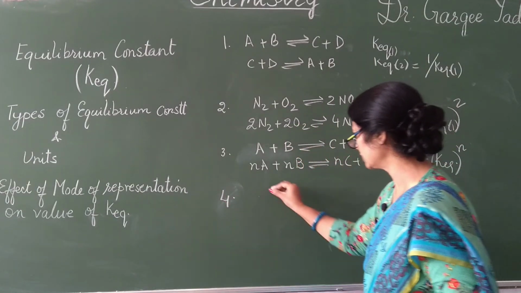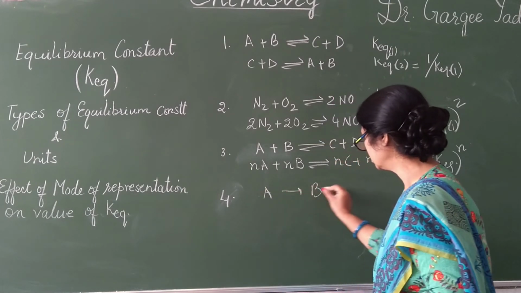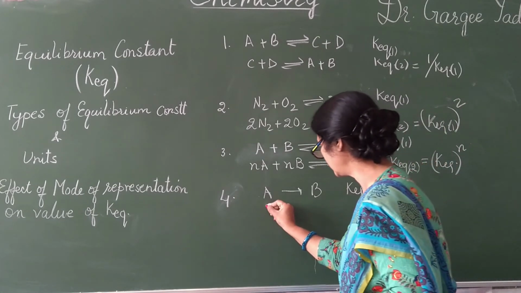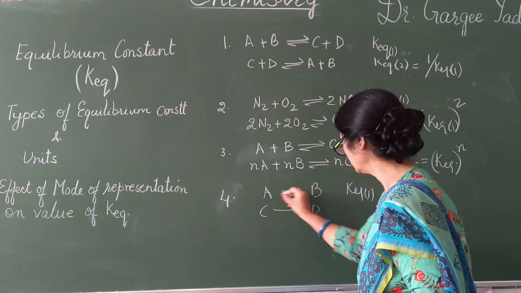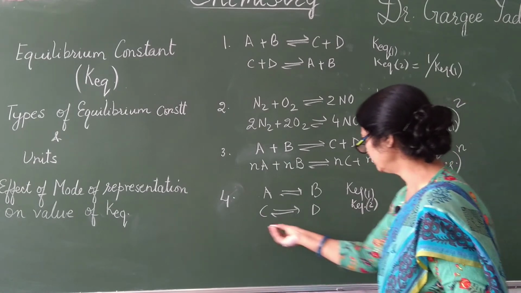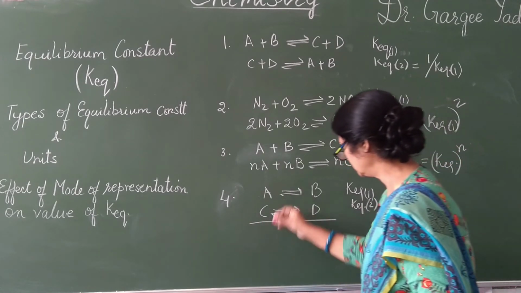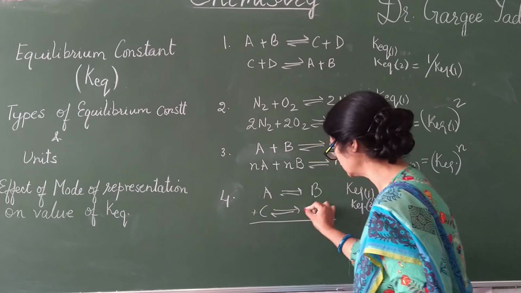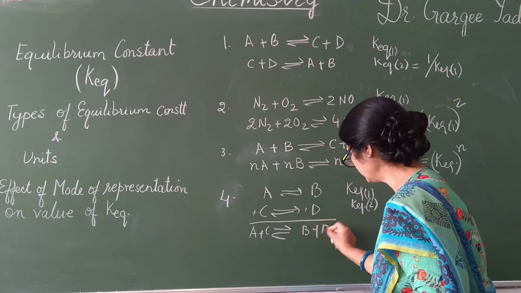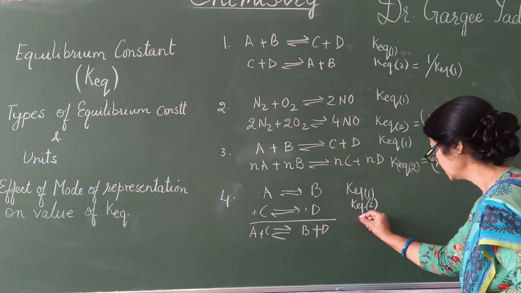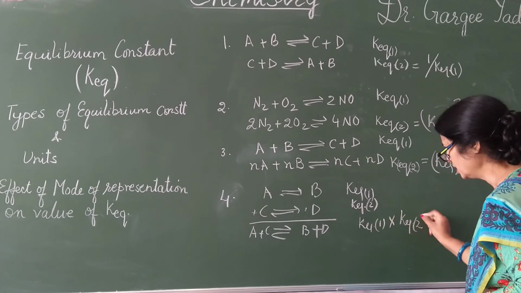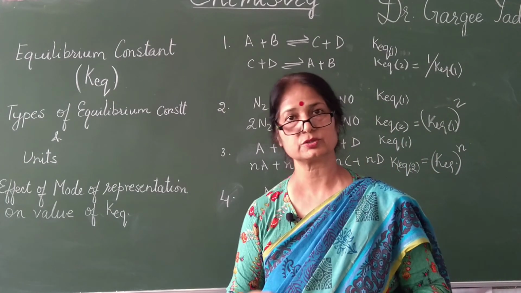Suppose you have a reaction A forming B, and the equilibrium constant is K1. And suppose another reaction is C forming D, and here the equilibrium constant is K2. Then what will be the equilibrium constant if you add up both the reactions? You get A plus C forming B plus D. So the equilibrium constant for this reaction will be K1 multiplied by K2. If you are adding the reactions, then the equilibrium constants get multiplied.